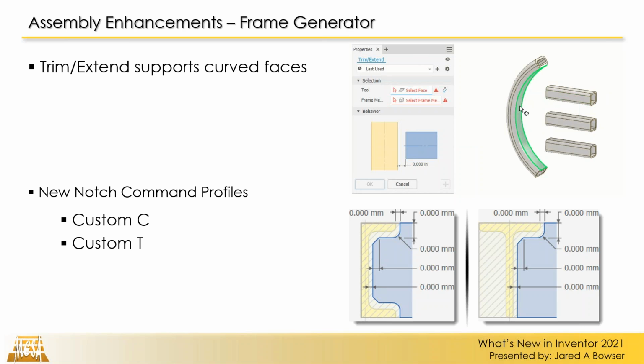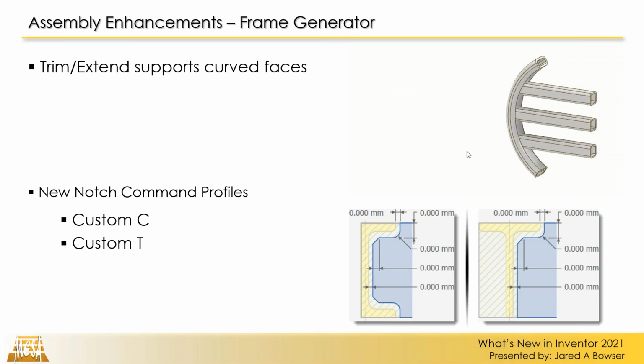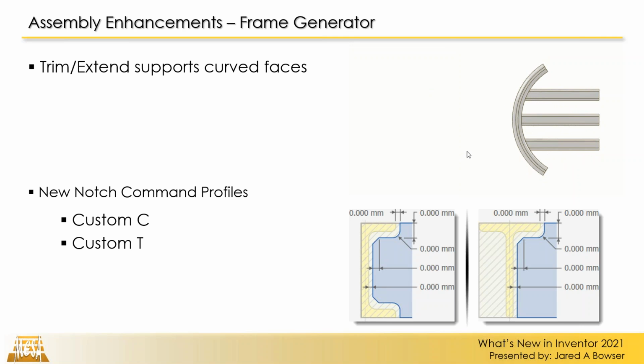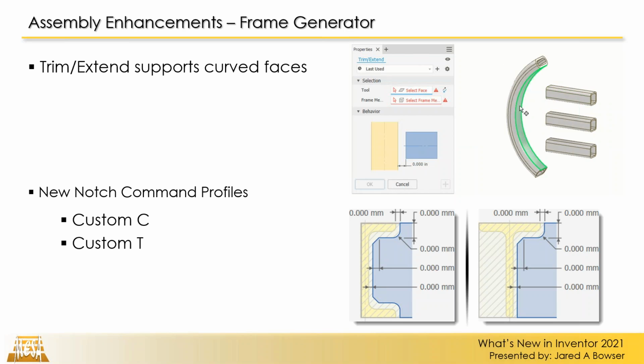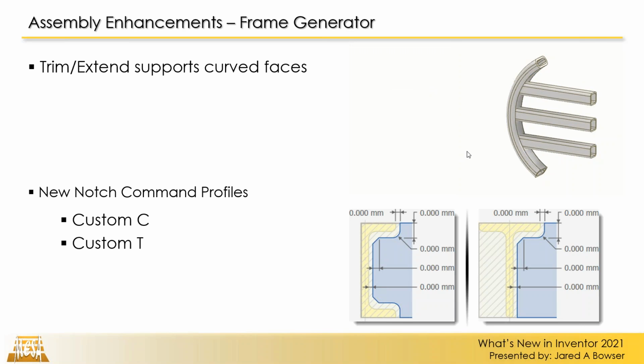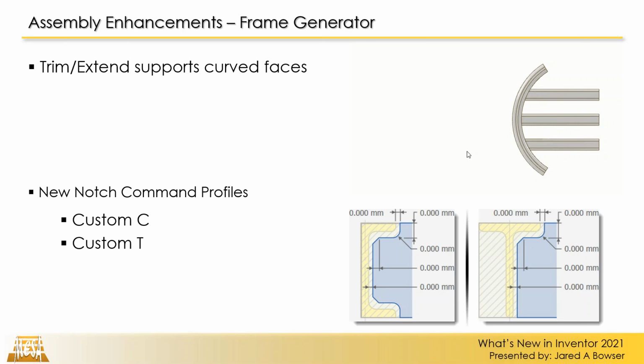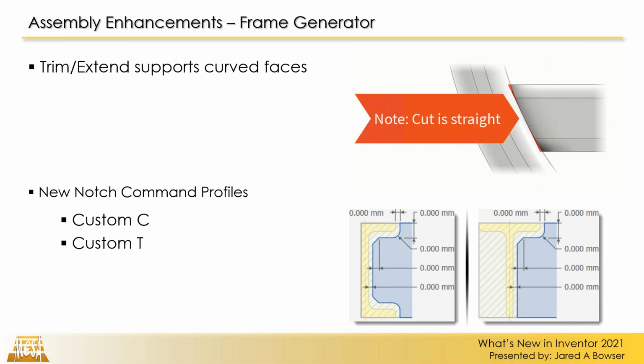The other new feature in Frame Generator is the new notch command profiles. We saw some new notch command profiles, I want to say in the 2020 release, one of the sub-releases. We now have new ones for matching up with C channels and matching up with T shapes. And all those is basically your default. You could set up some presets, or you could customize those individually for when members are joined together and how you want those to match up.